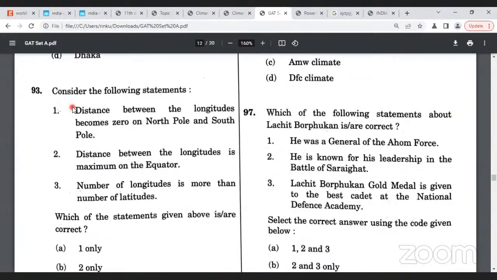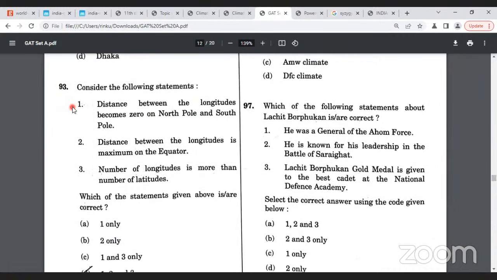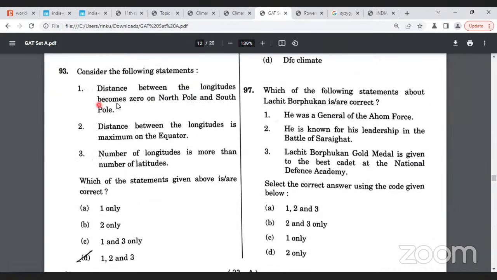Let's consider the 93rd question, on the distance between longitudes. The first statement says the distance between the longitudes becomes 0 at the North Pole and South Pole. This is true. The linear distance between two longitudes is always the greatest at the equator and least at the poles. It becomes 0 at the poles because all longitudes merge into one at the North Pole and the South Pole. The first statement is correct.